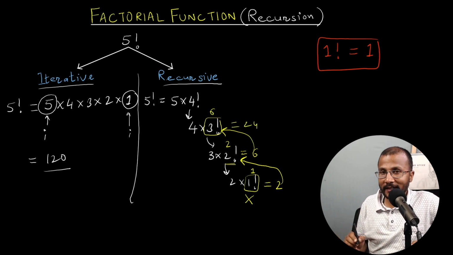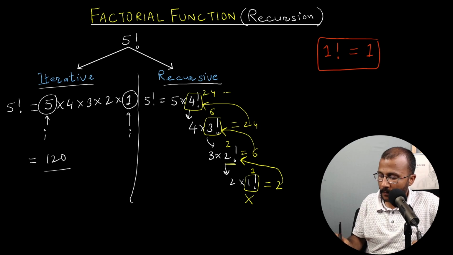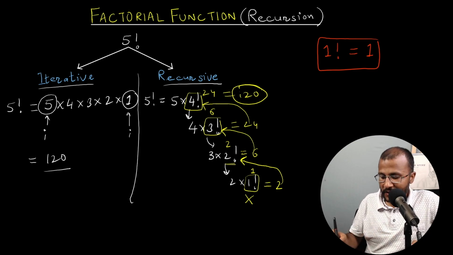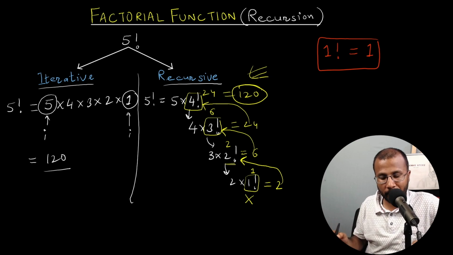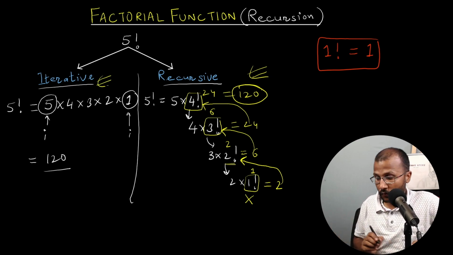Now 24 is nothing but 4 factorial, because this is 4 factorial, right? So I'll return the 4 factorial answer 24 here. So 24 times 5 becomes 120, and 120 is my answer. Now this way of finding the factorial of a number is the recursive method, okay? And this is the iterative method. Now we're going to write a program to find the factorial of a number using a recursive method.